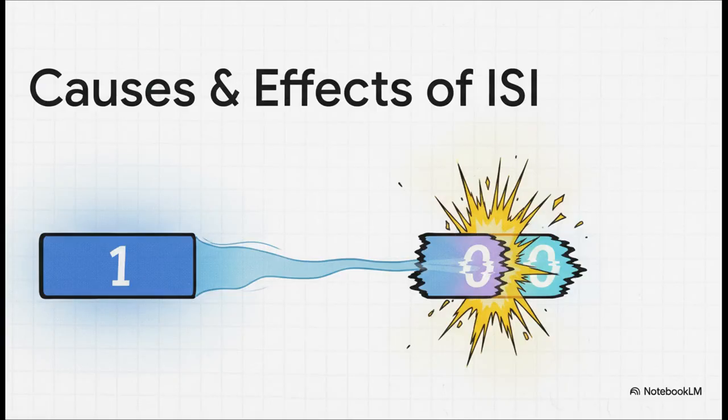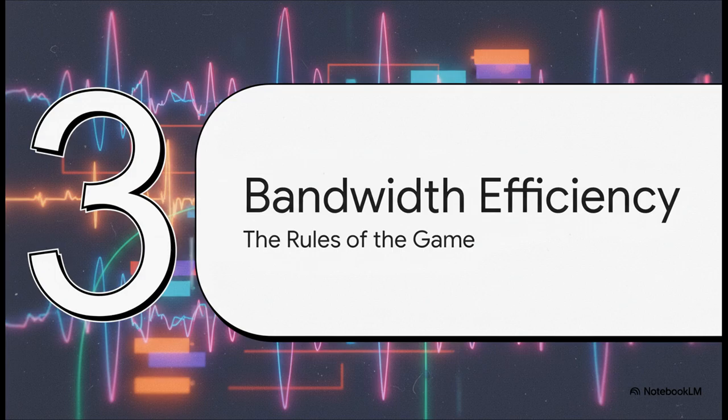This overlap is what messes everything up. The lingering tail from one pulse adds this extra unwanted energy to the symbols next to it. And that makes it really hard for the receiver to figure out, hey, was that a 1 or was that a 0? And that's exactly how you get errors in your data. Okay, so if this smearing is going to happen no matter what, what do we do? How do we fight back?